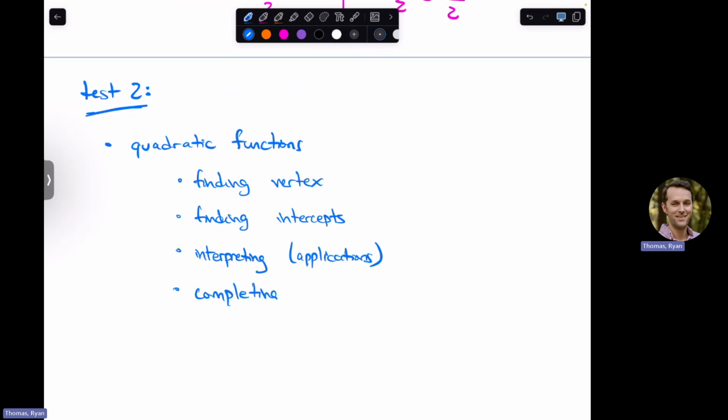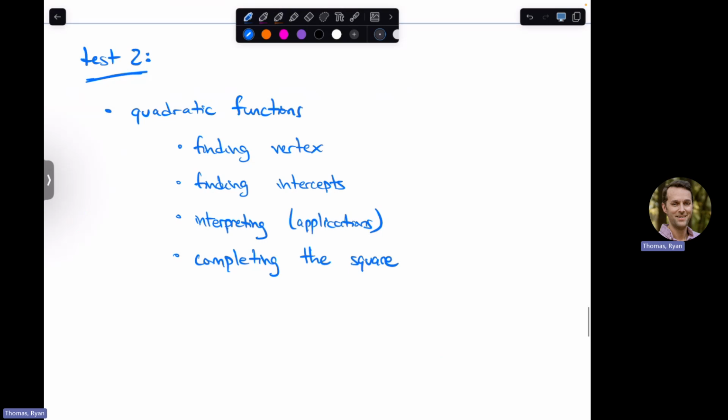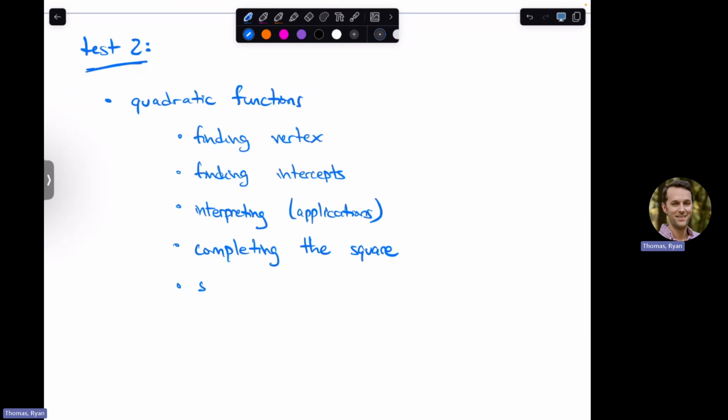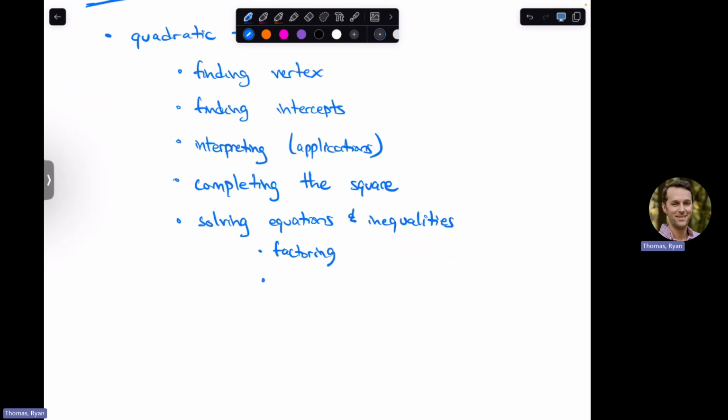Completing the square. Solving equations and inequalities, which we've been using three different tools to do: factoring, the square root property, and the quadratic formula.